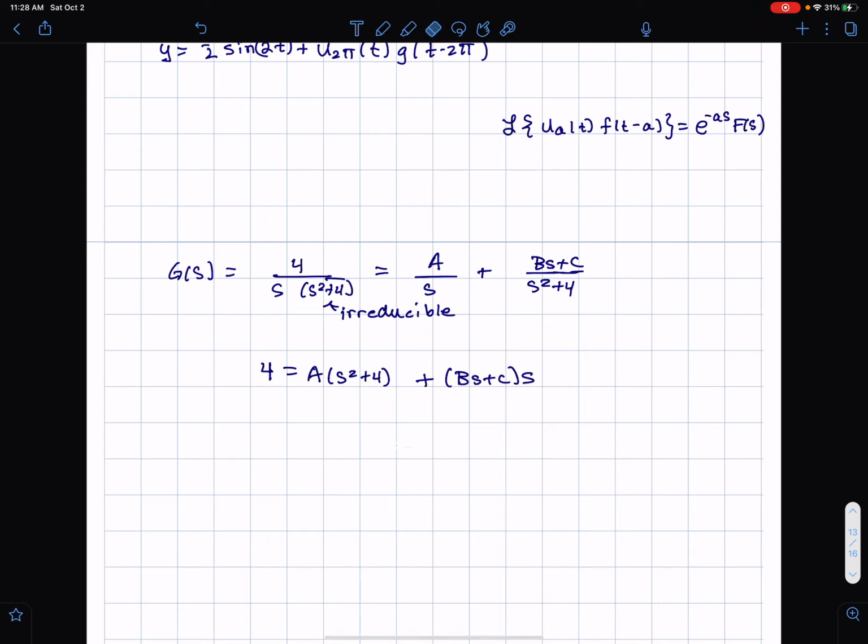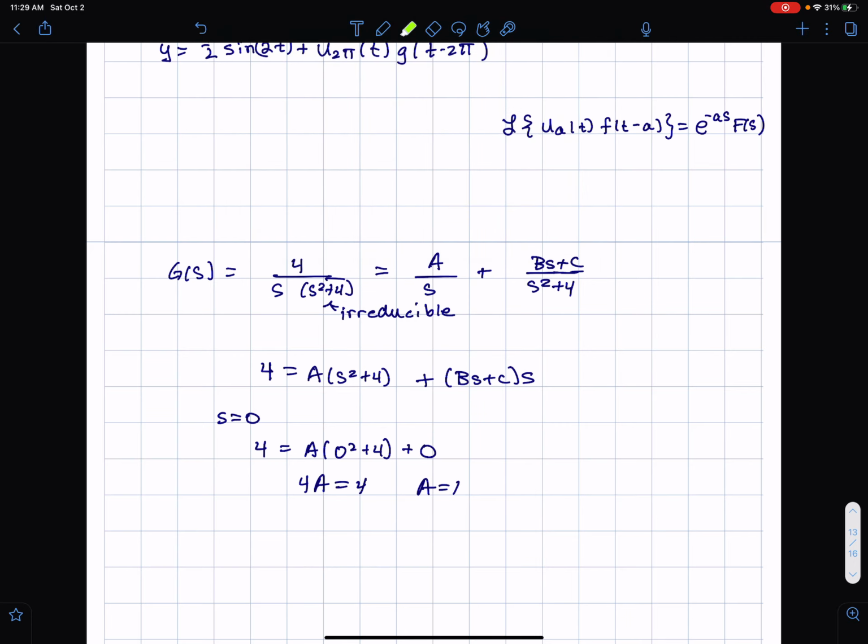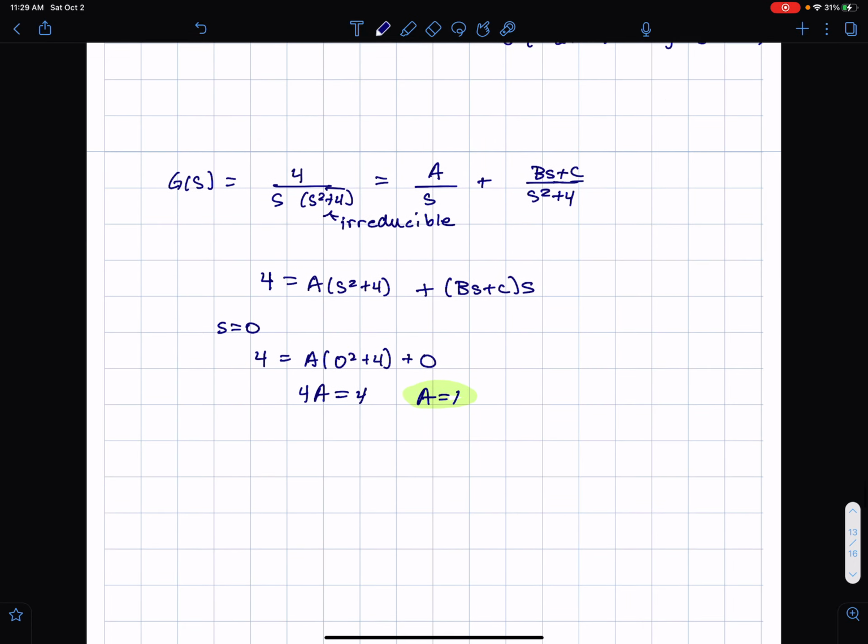All right, sorry. Okay, so what I'm going to do is put in convenient numbers like s equals 0. We've seen this problem in so many other videos, so I put in s equals 0 and I get 4 equals A times 0 squared plus 4 plus 0. Putting in s equals 0 kills this and gives 4A equals 4, so A equals 1. Highlight it.